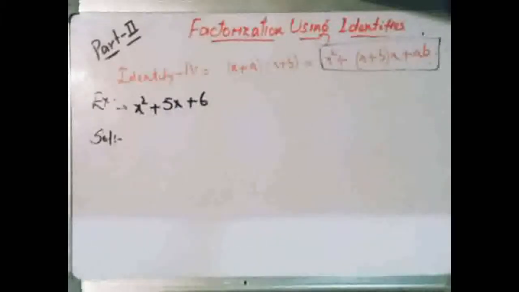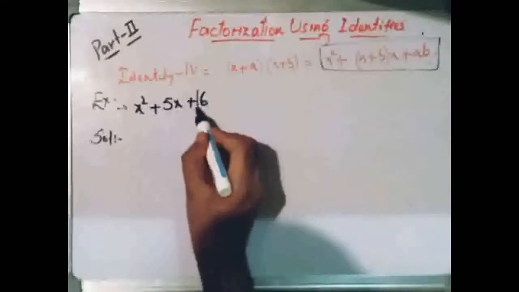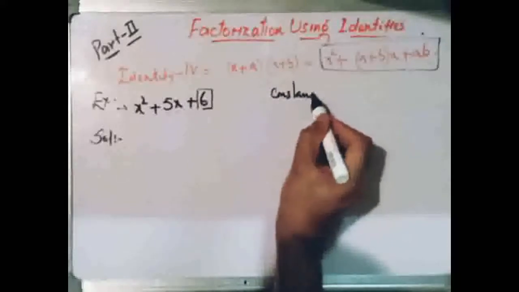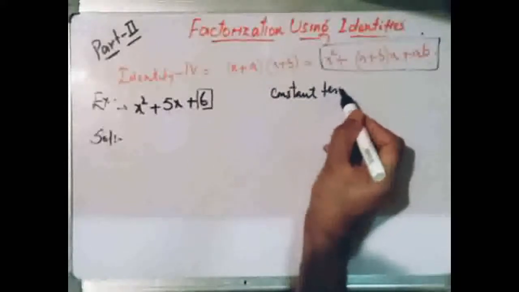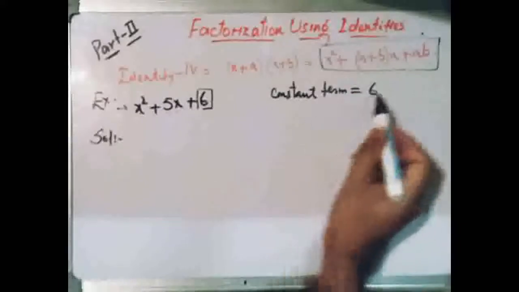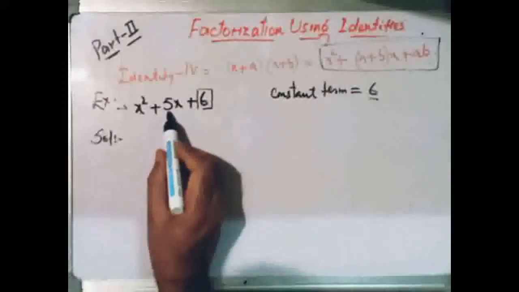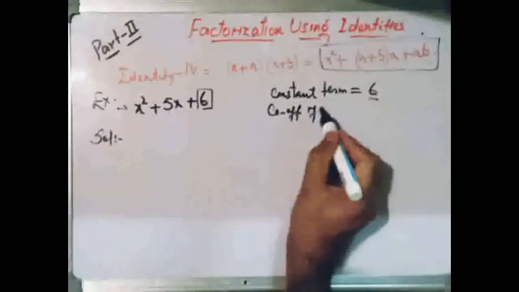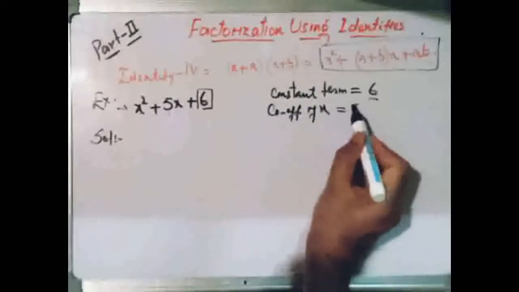Okay, so while solving such kinds of algebraic expressions, you have to keep two things important. You have to concentrate on the constant term. The constant term in this expression is 6, and the coefficient of x, not x square, the coefficient of x here is 5.